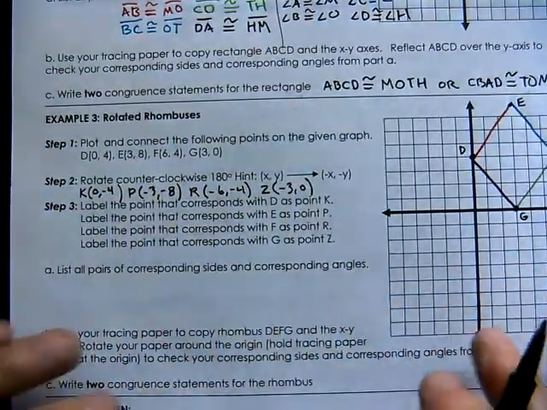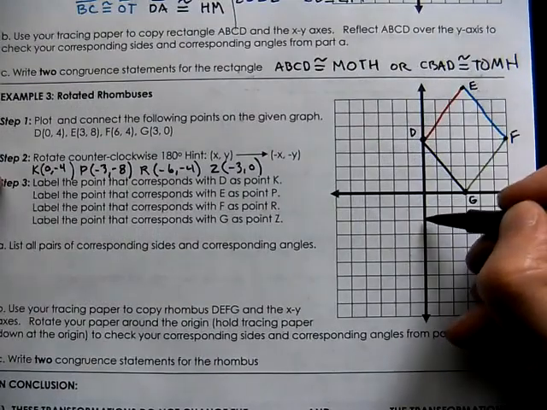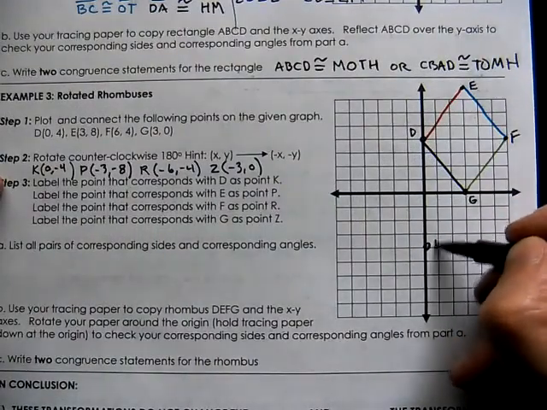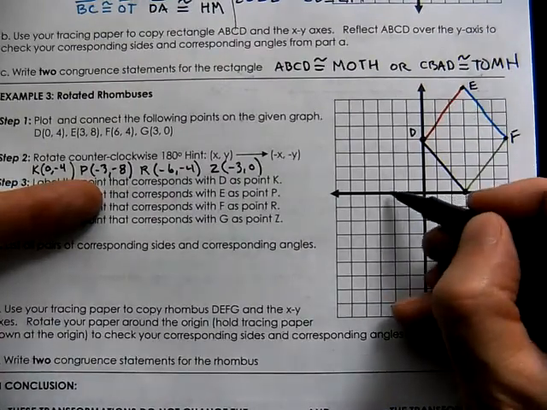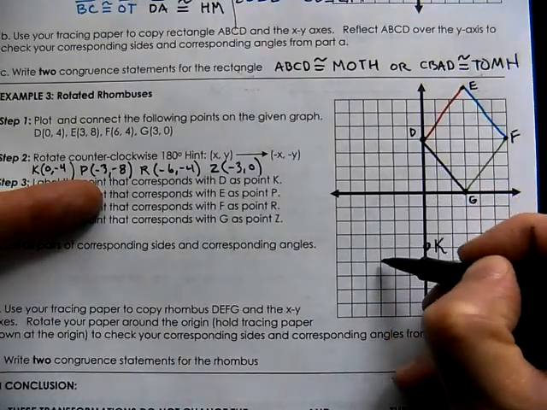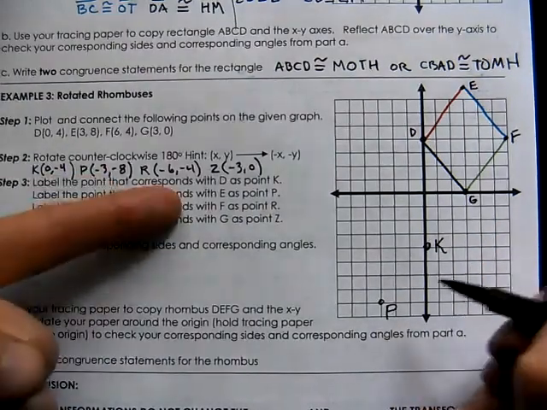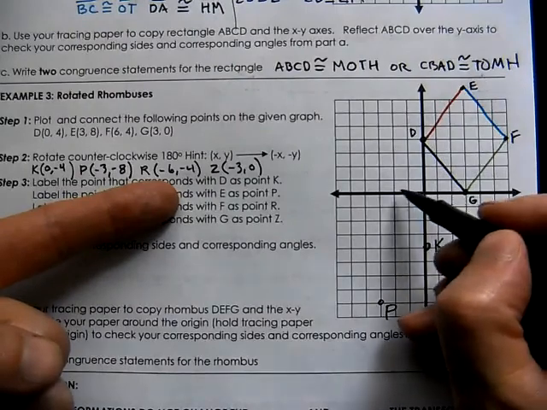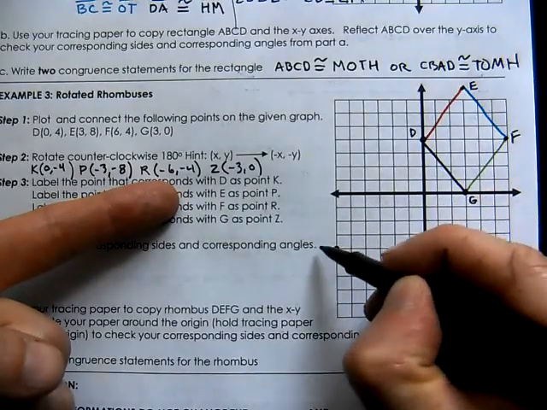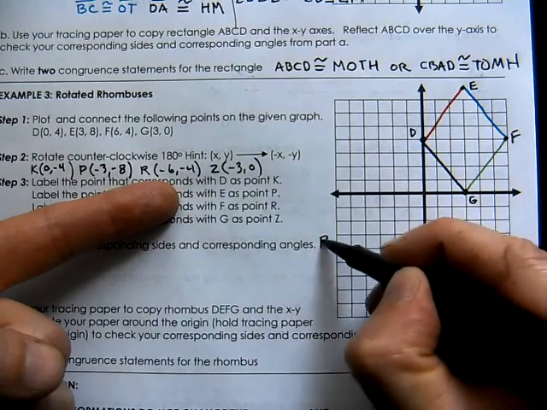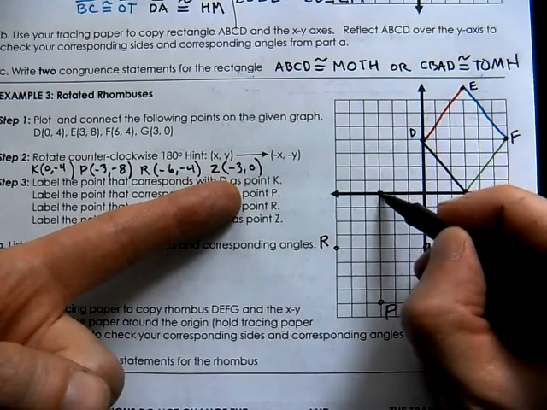Let's take a moment and plot those points. So K is at 0, -4, so down 1, 2, 3, 4. Point P is at -3, -8. Point R is at -6, -4. And Z is at -3, 0, so left 3.